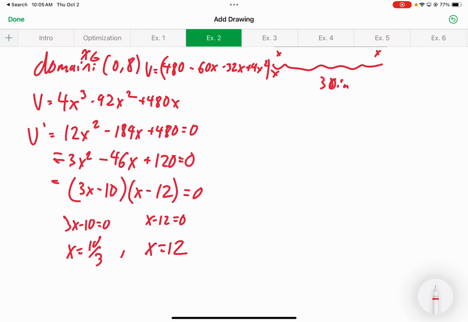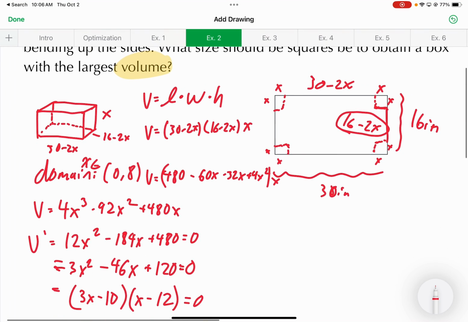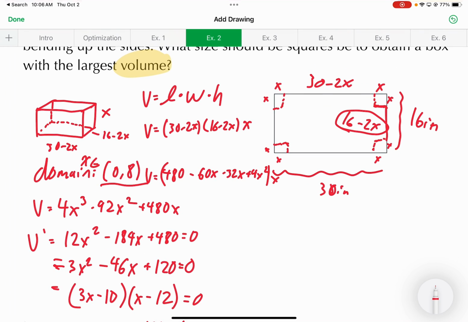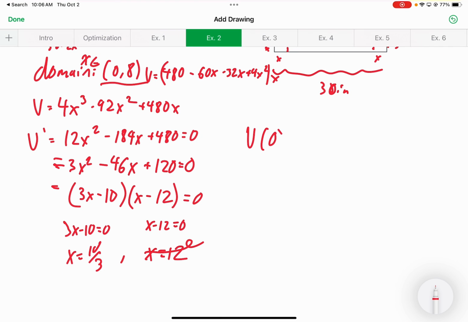But talk to me. It can't be 12. It's outside of the interval. See you later, 12. All right, so 10/3 is the only number I care about. Now, technically, we are finding our absolute max, right? So we should test a slate of candidates. My candidates being 10/3, but also the endpoints of my interval, which would be 0 and 8 as well.